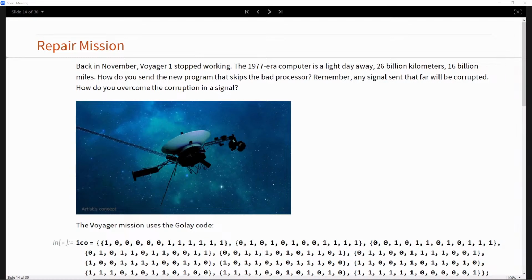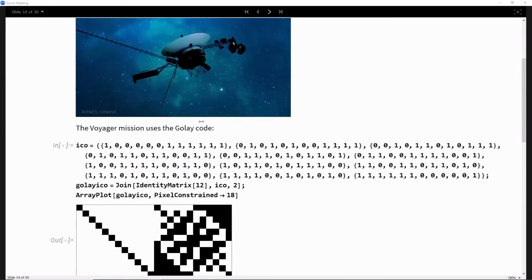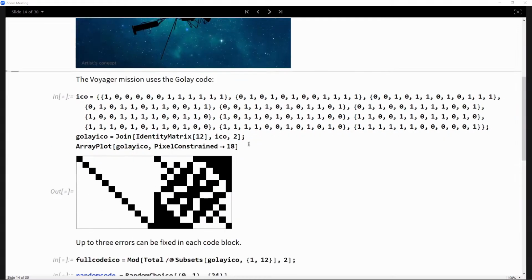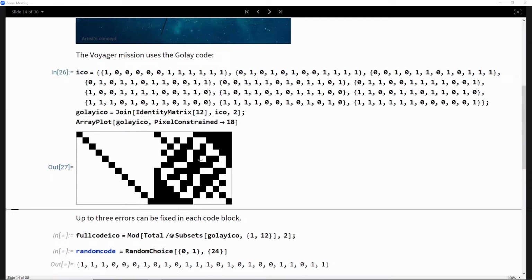Well, it turns out that the binary Golay code is very good for this purpose, and the Voyager mission happens to use the Golay code. So for example, it could be using this system. I'm not exactly sure which of the Golay code systems the Voyager system uses, but it's one of them.